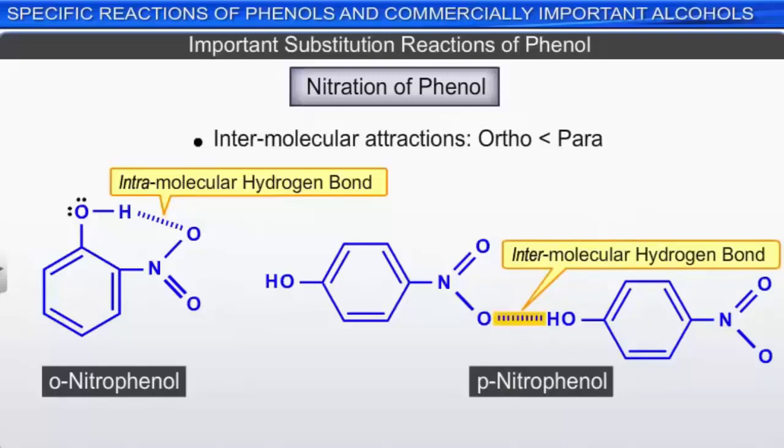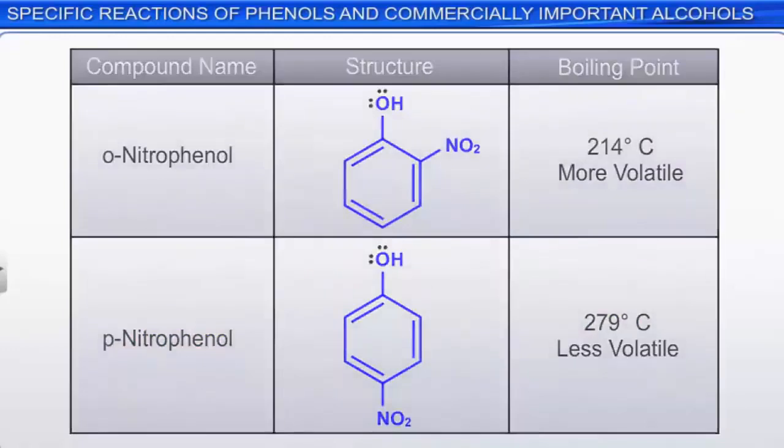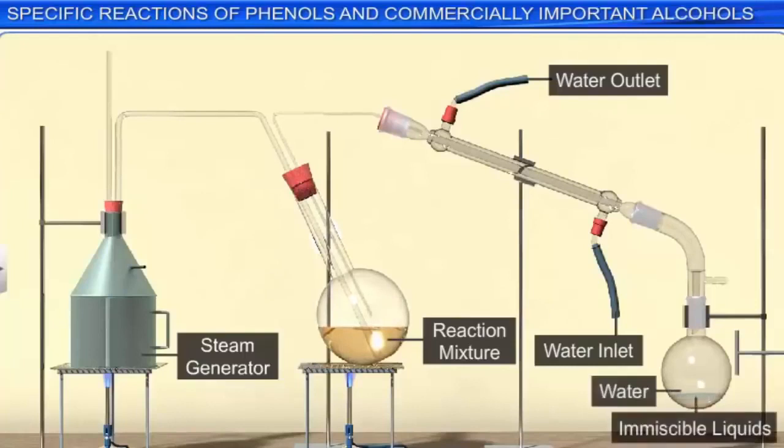Therefore, orthonitrophenol is more volatile, with a lower boiling point, than para-nitrophenol, with a higher boiling point. We can use the difference in their boiling points to separate the isomers by steam distillation. Orthonitrophenol is steam volatile, but para-nitrophenol is not.